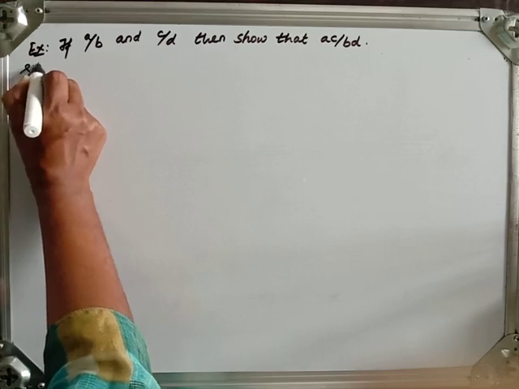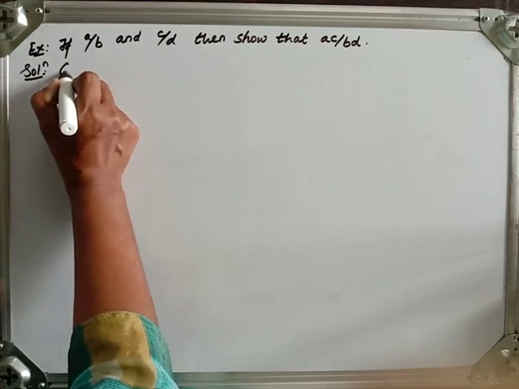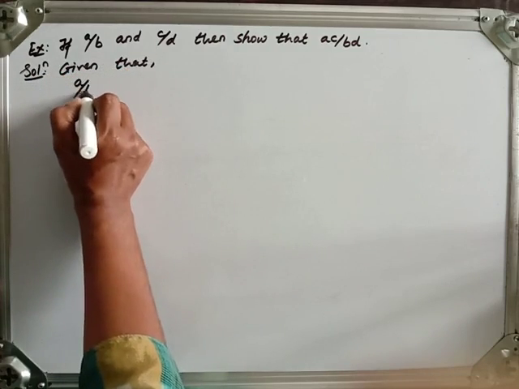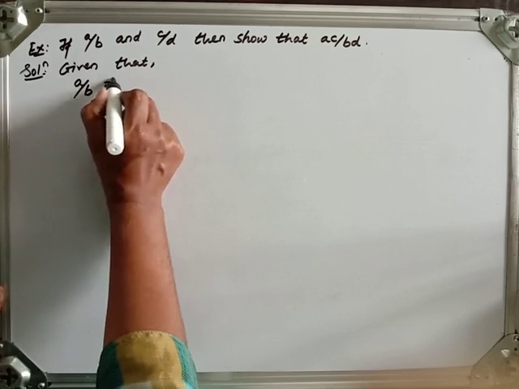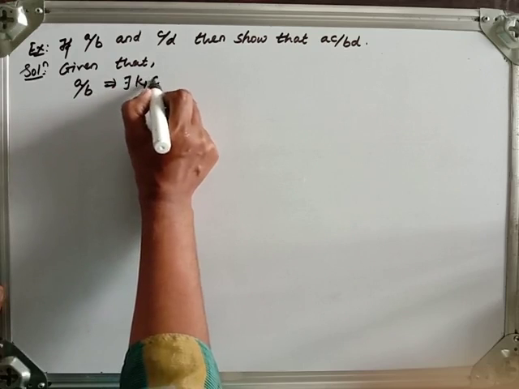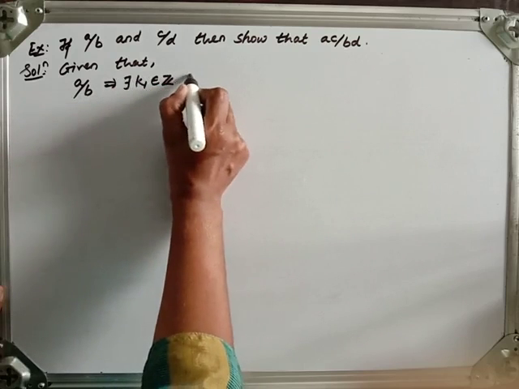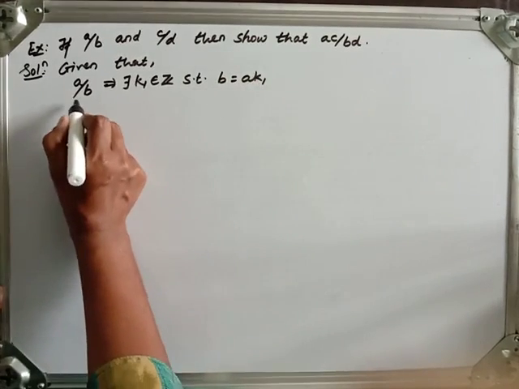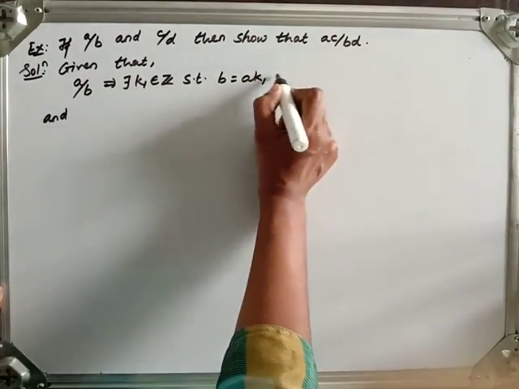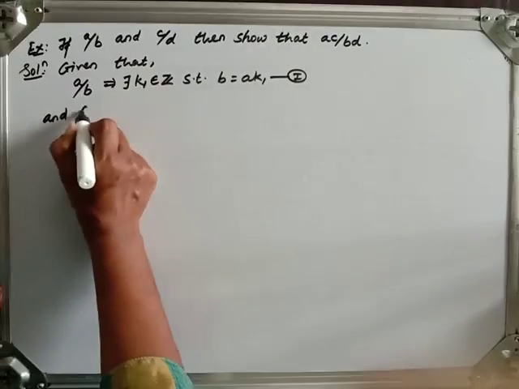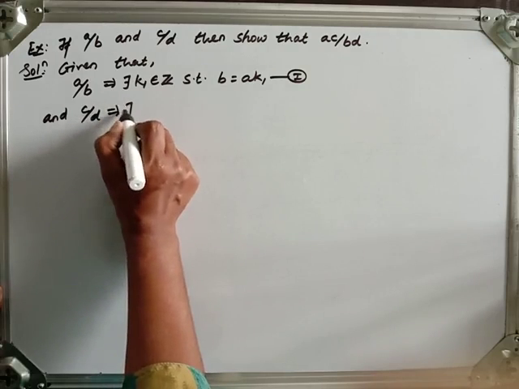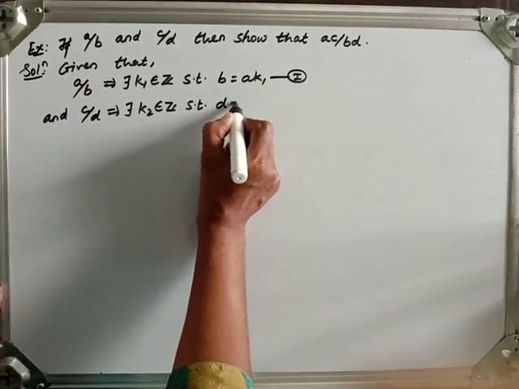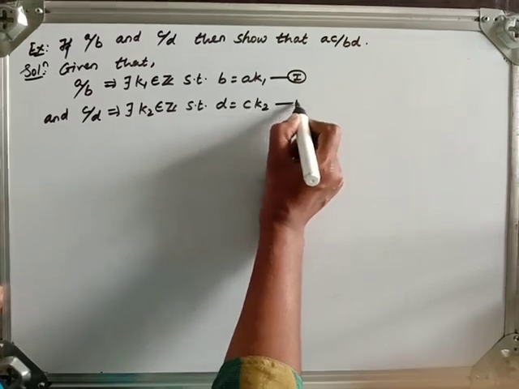So solution, given that A divides B, so by definition of divisibility, there exists some integer k1 belongs to integers such that B is equal to A k1. B is some multiple of A, and call it as equation number 1 suppose, and C divides D, so that also gives there exists some integer k2 such that D is equal to C into k2. Call it as equation number 2.